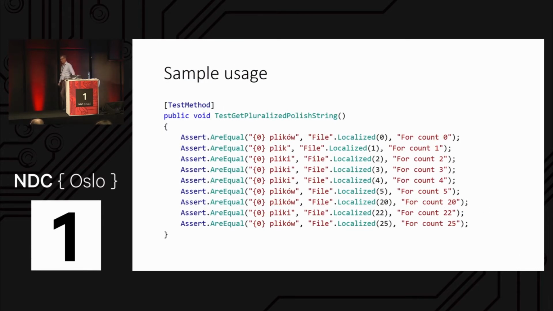Some sample usage. This is from a test code, actually. Just verifies that it has all the right plurals for everything. And if you're a bit stumped by the string.localized, this is a C# extension method. So it's actually a static method that takes the string as the first parameter and the number as the second parameter. And the string is a resource identifier. This is just one way of creating confusion if you're a programmer.